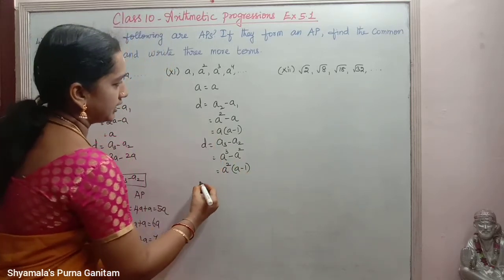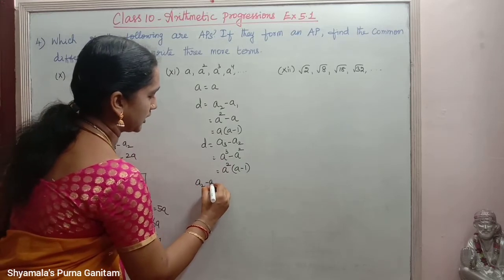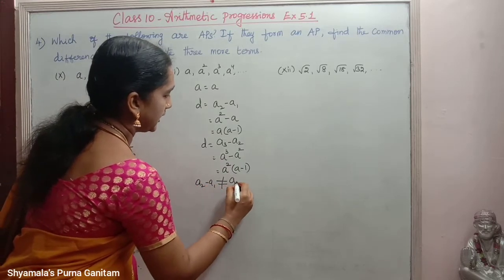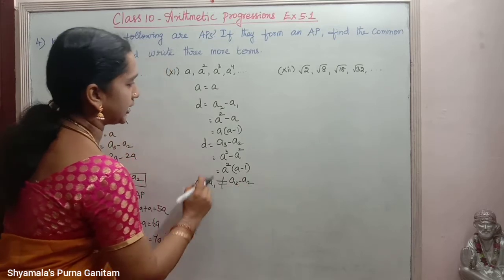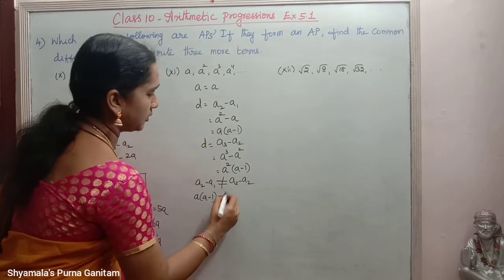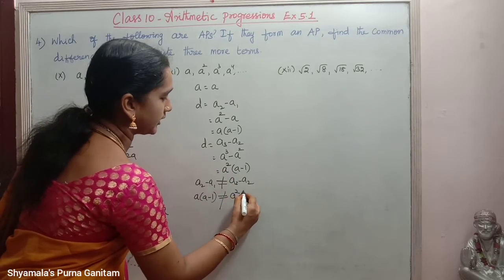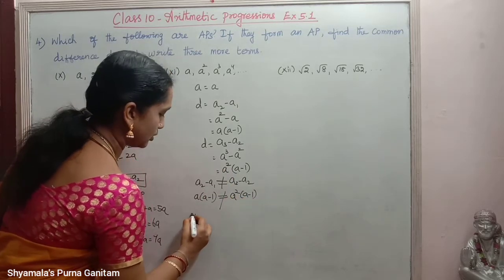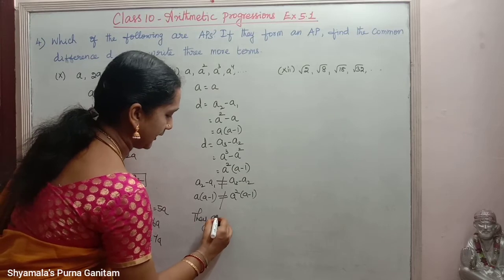So here a2 minus a1 is not equal to a3 minus a2. What is a2 minus a1? It is a into a minus 1, which is not equal to a3 minus a2, which is a squared into a minus 1. So they are not in AP.